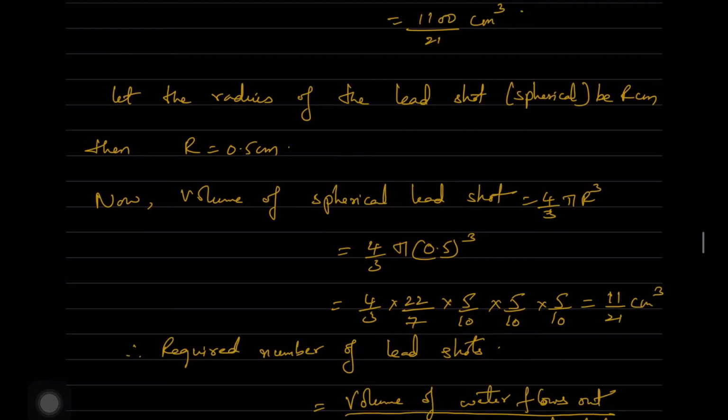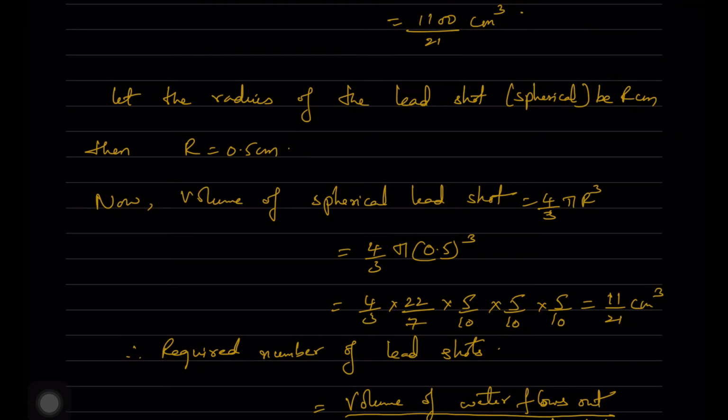Now let the radius of the lead shot be capital R centimeters. Then R is equal to 0.5 centimeters, it's given. So the volume of a spherical lead shot, because it's in the shape of a sphere, the volume of a sphere is 4 by 3 pi r cube. So the answer for this is 11 by 21 centimeter cube after substituting all those.